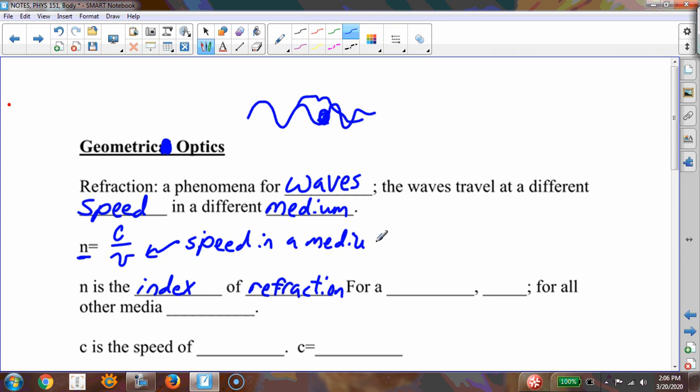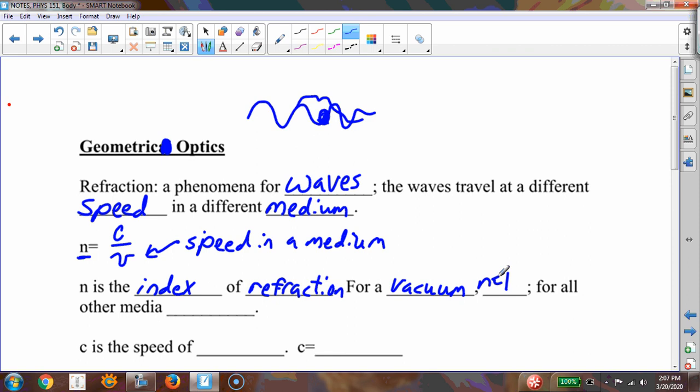Remember we said that light has a constant speed when it's in a vacuum? That's 3 times 10 to the 8th. Well, it slows down when it enters a medium. So here n is equal to the speed of light divided by v. For a vacuum, what does n equal? Well, in a vacuum the speed of light is c, so n will equal 1.